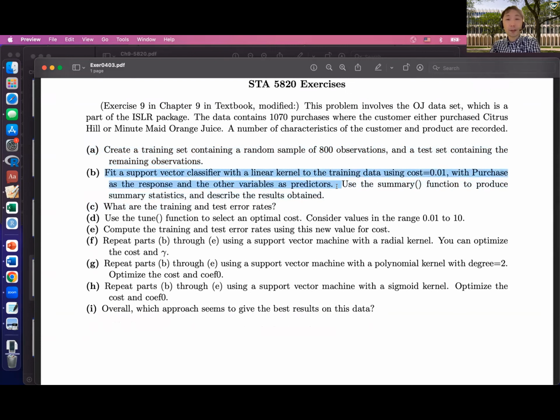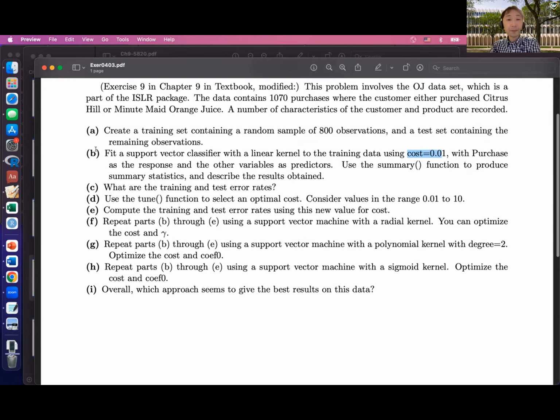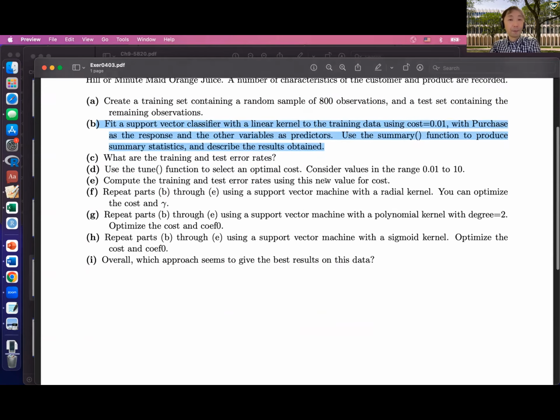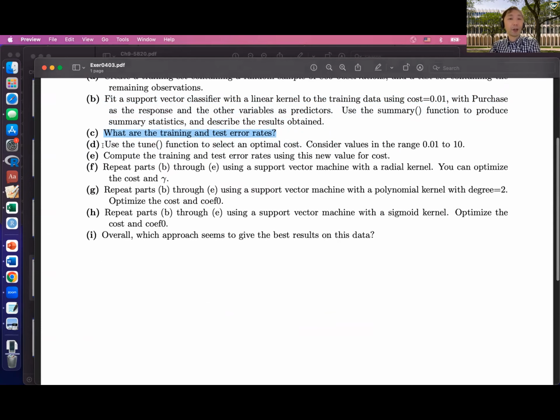Then fit a support vector classifier with the linear kernel with a specific cost. Get the output and calculate the training and test errors. And see what happens if the cost changes, and also what happens if the kernel is radial, polynomial with d equal to 2, or a sigmoid kernel, and so on.